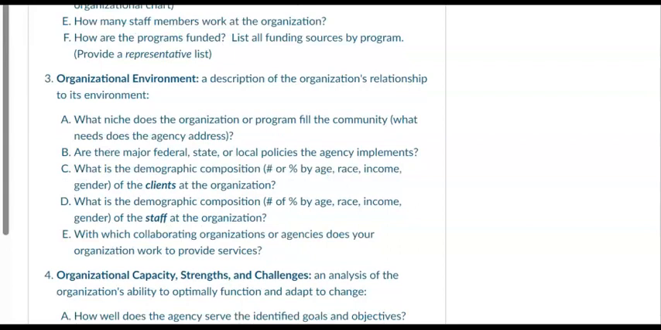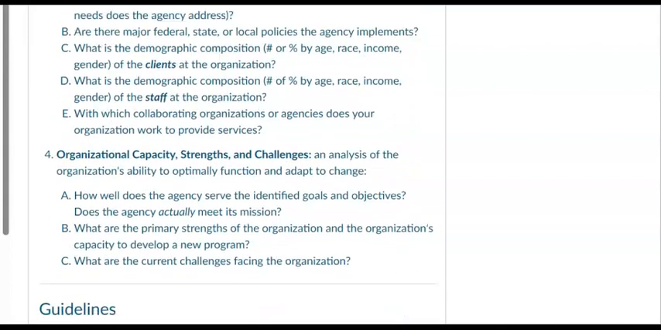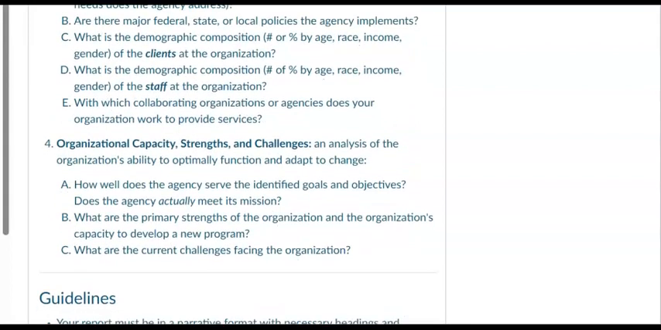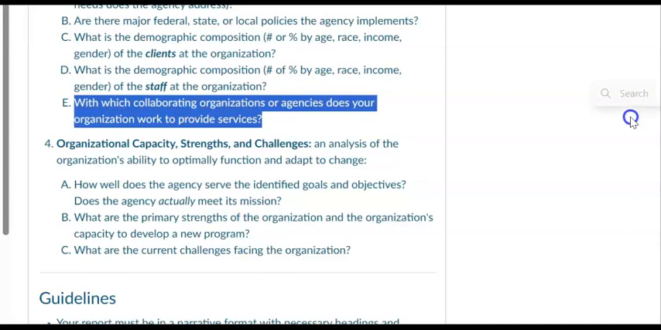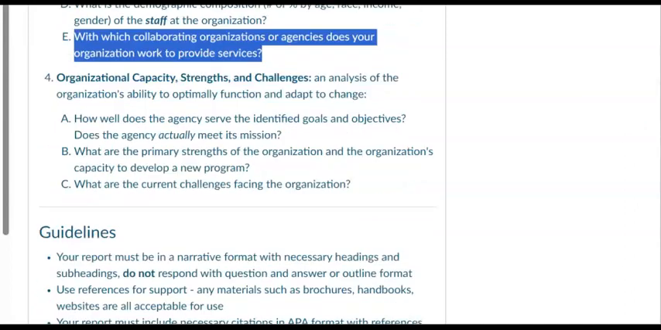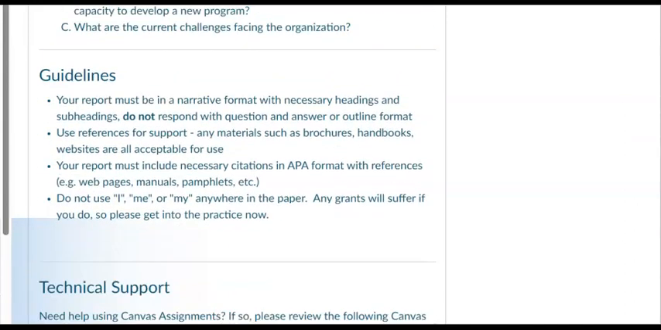the organizational environment, the organizational capacity, strengths, and challenges, some of which you looked at for this week in week 5. So for the guidelines, your report paper must be in a narrative format with necessary headings and subheadings. Again, do not respond with question and answer or an outline format.